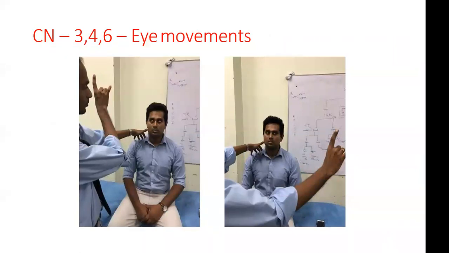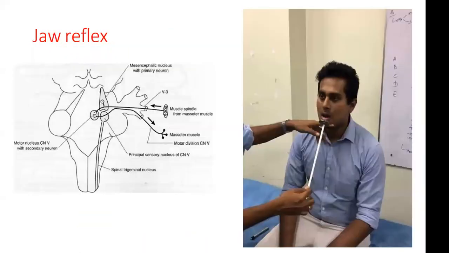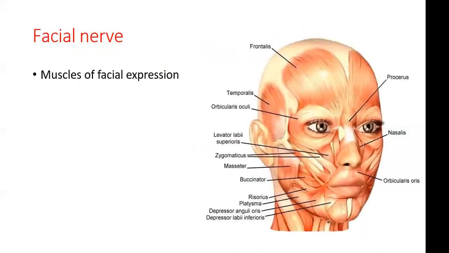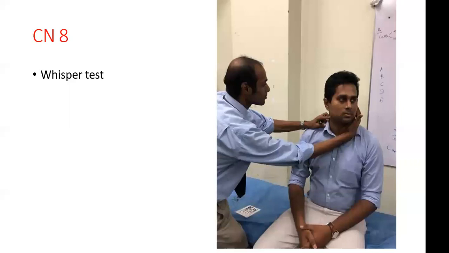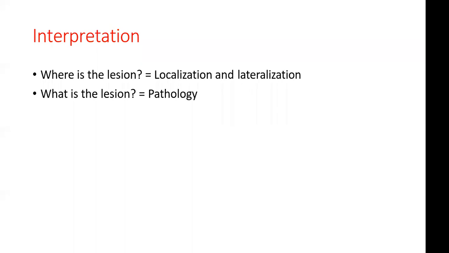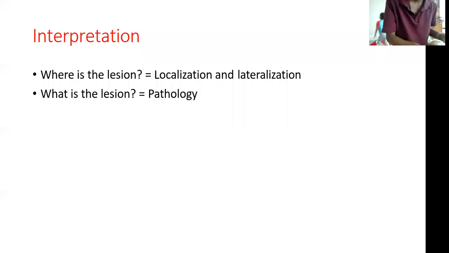Then eye movement examination. Then all the cranial nerves. You have to decide where the lesion is, the localization and the lateralization, and what the lesion is, that is, the pathology of the lesion. These are extremely important to identify.